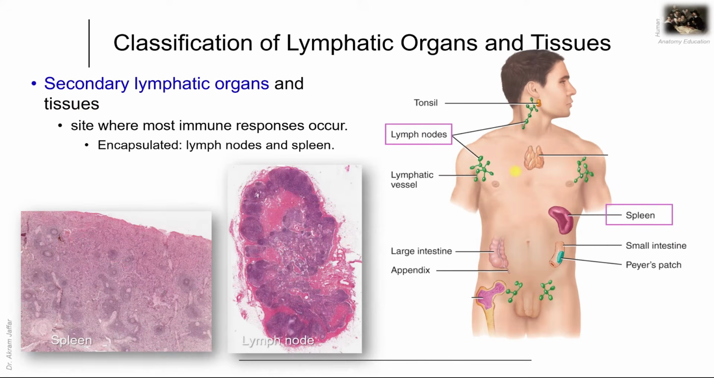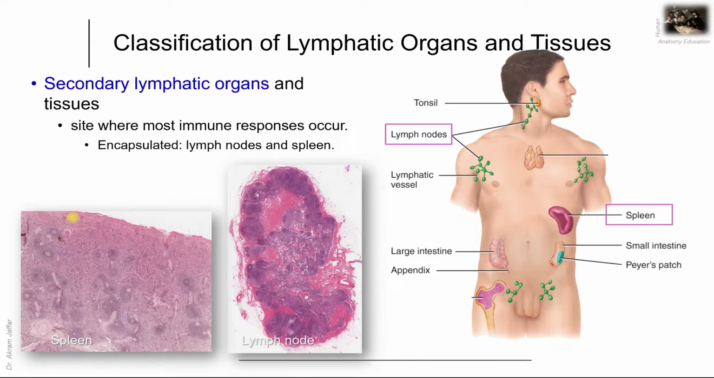The secondary lymphatic organs are the site where most immune responses occur. They could be either encapsulated, that's to say they have a connective tissue capsule, like for example here, this is a lymph node. You can see the connective tissue capsule, and the spleen, again, has a very well-defined connective tissue capsule, even with some smooth muscle fibers in it.